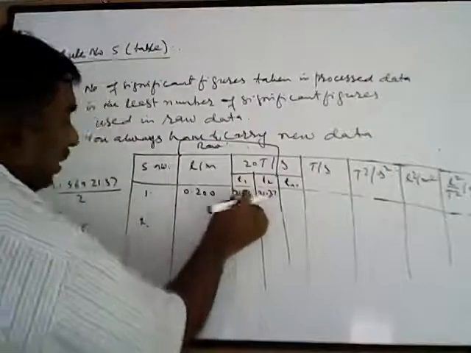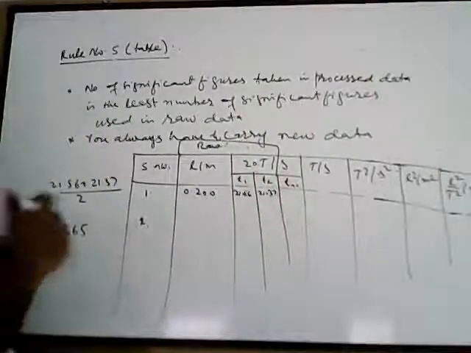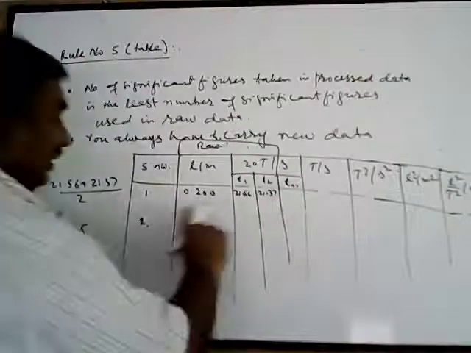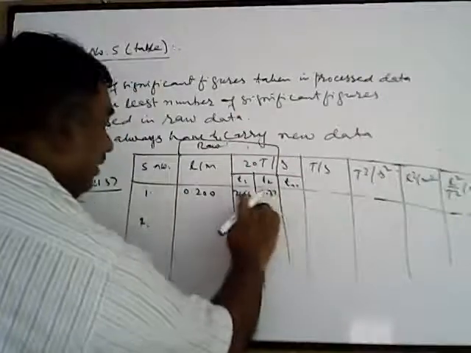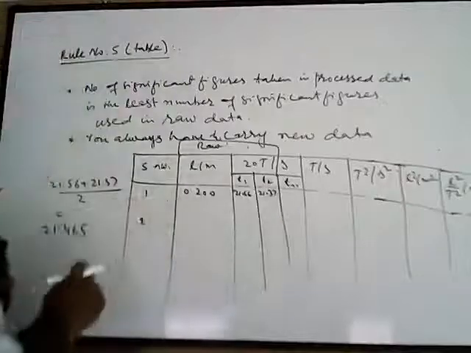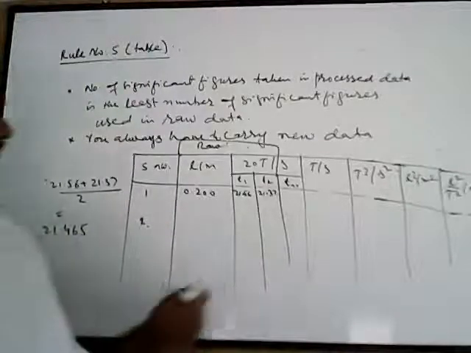Now this is the process data. How many significant figures should I write? I will connect this to the raw data. The raw data has 4 significant figures, so this must be 4 significant figures: 21.465. It's up to me.